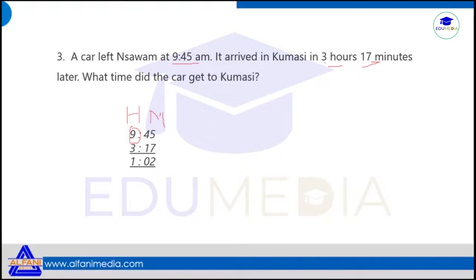Since it arrived in Kumasi in 3 hours 70 minutes, meaning it took another time to arrive there, I need to add up all the times. So I took the 45 minutes, the 5 here plus the 0 gives 5, and 4 plus 7 gives 11, so 1 here and 1 carried over, giving 115 minutes in total. Remember that you are still under the minute column. So 60 minutes gives us 1 hour. So automatically the 60 here equals 1 hour.